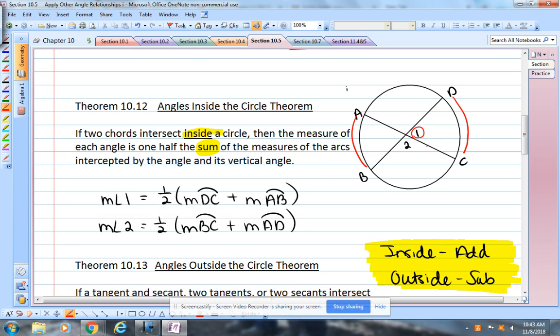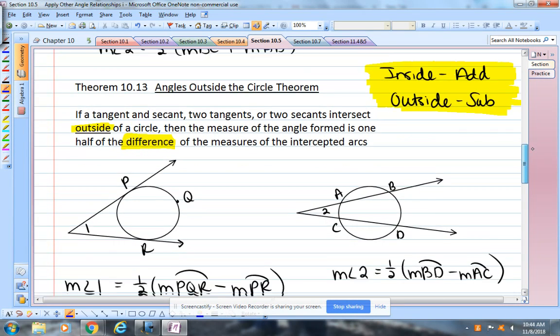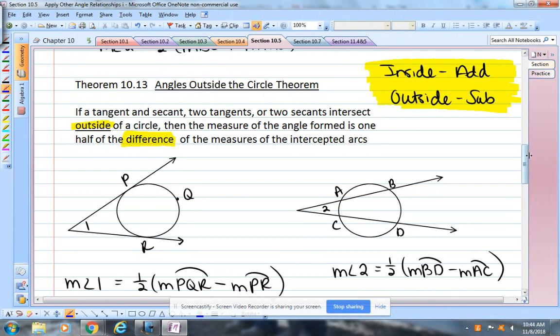Likewise for angle 2, it's intercepted by this arc. Its vertical angle is right here above it, and the vertical angle is intercepted by this arc. So if I want to find the measure of angle 2, I add those two intercepted arcs together and take half of it. So that's what you do for angles inside a circle that intersect. Sometimes lines intersect outside of a circle, like what happens right here.